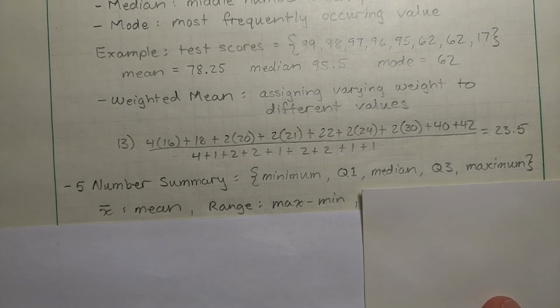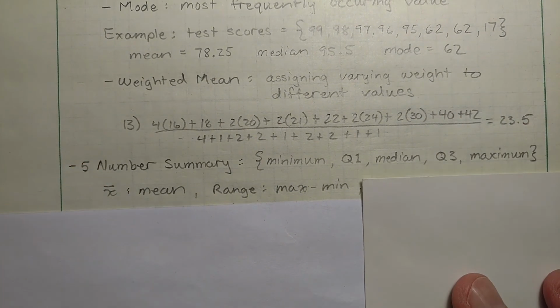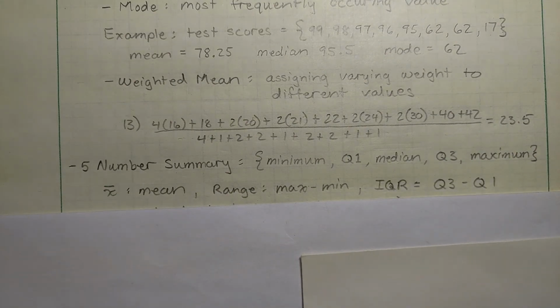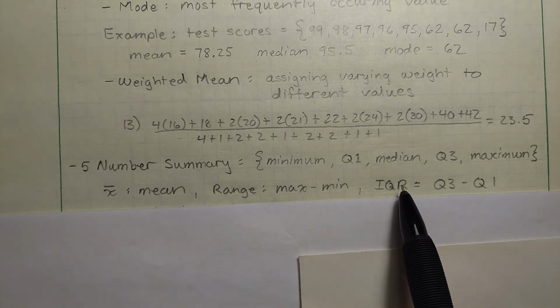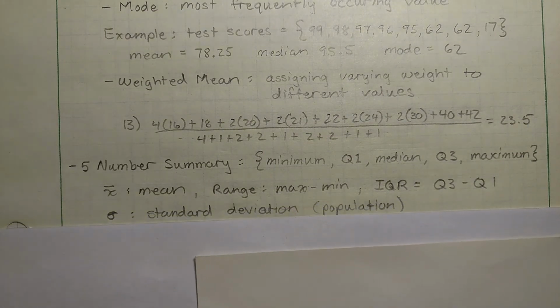We see the range is between the max to the min. When we talk about range, that's the max minus the min. The IQR, which is sometimes asked for, is Q3. It's called the interquartile range. It's Q3 minus Q1.